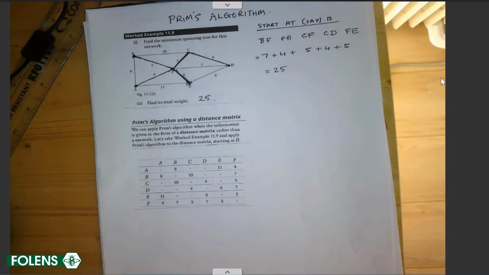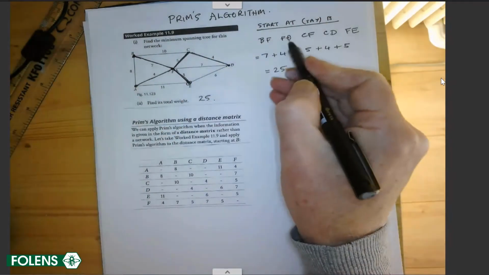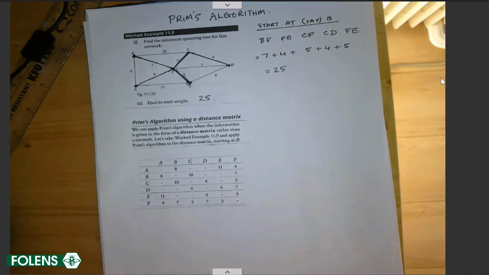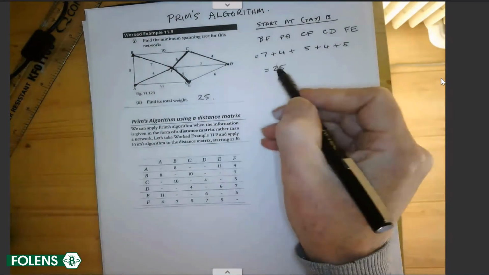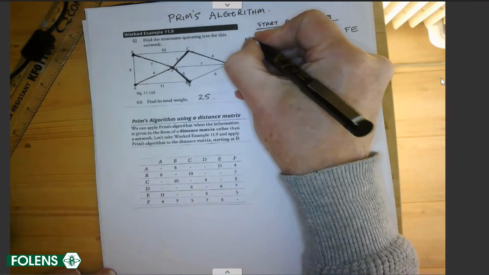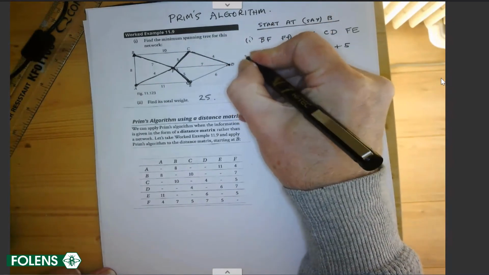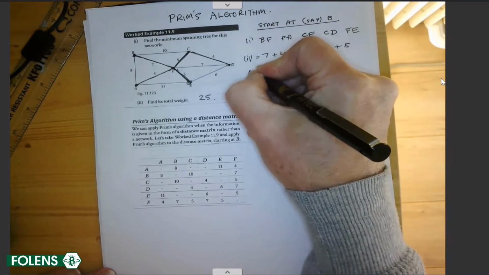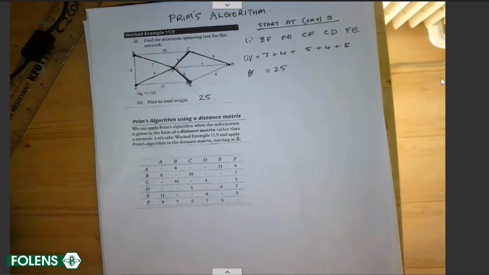Now, there is another way of representing Prim's algorithm. What we've just done would be an acceptable answer. We showed the order in which we added the nearest point, and we showed their distance, so that's perfectly adequate. That's the answer to 1, and that's the answer to 2.